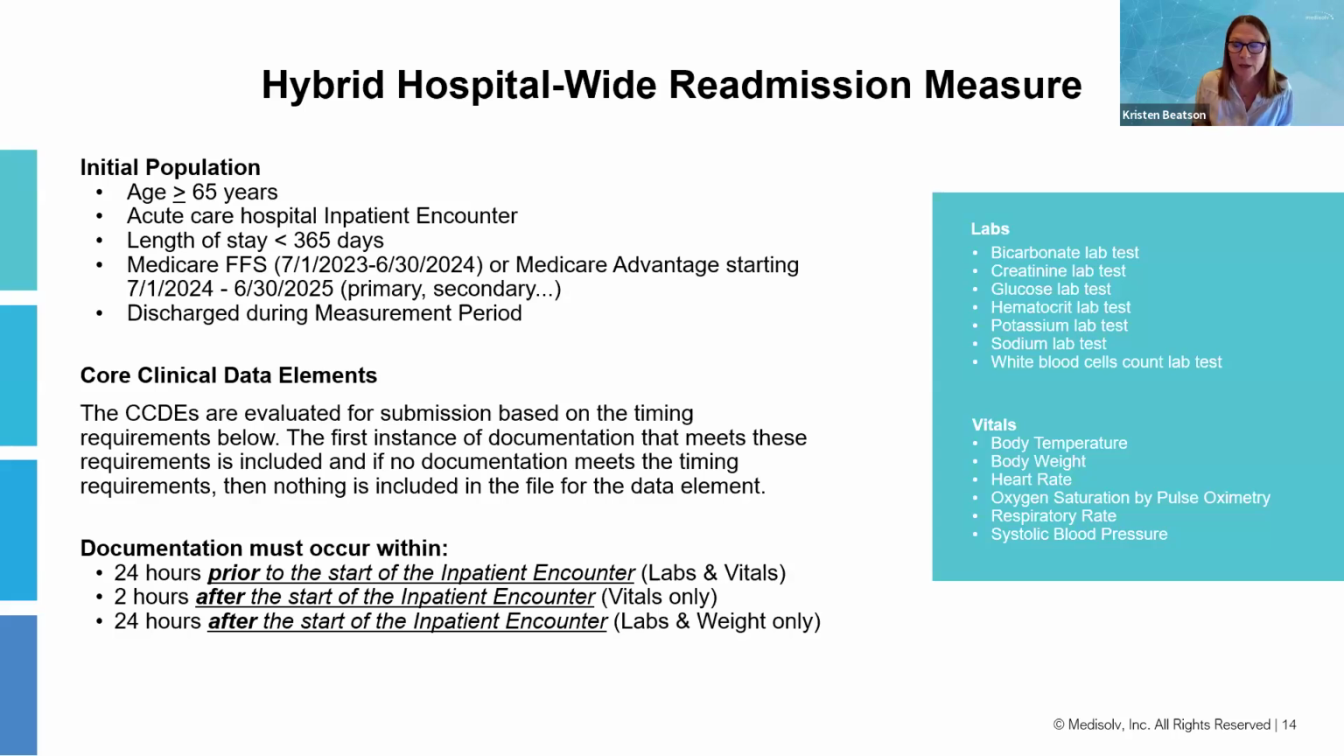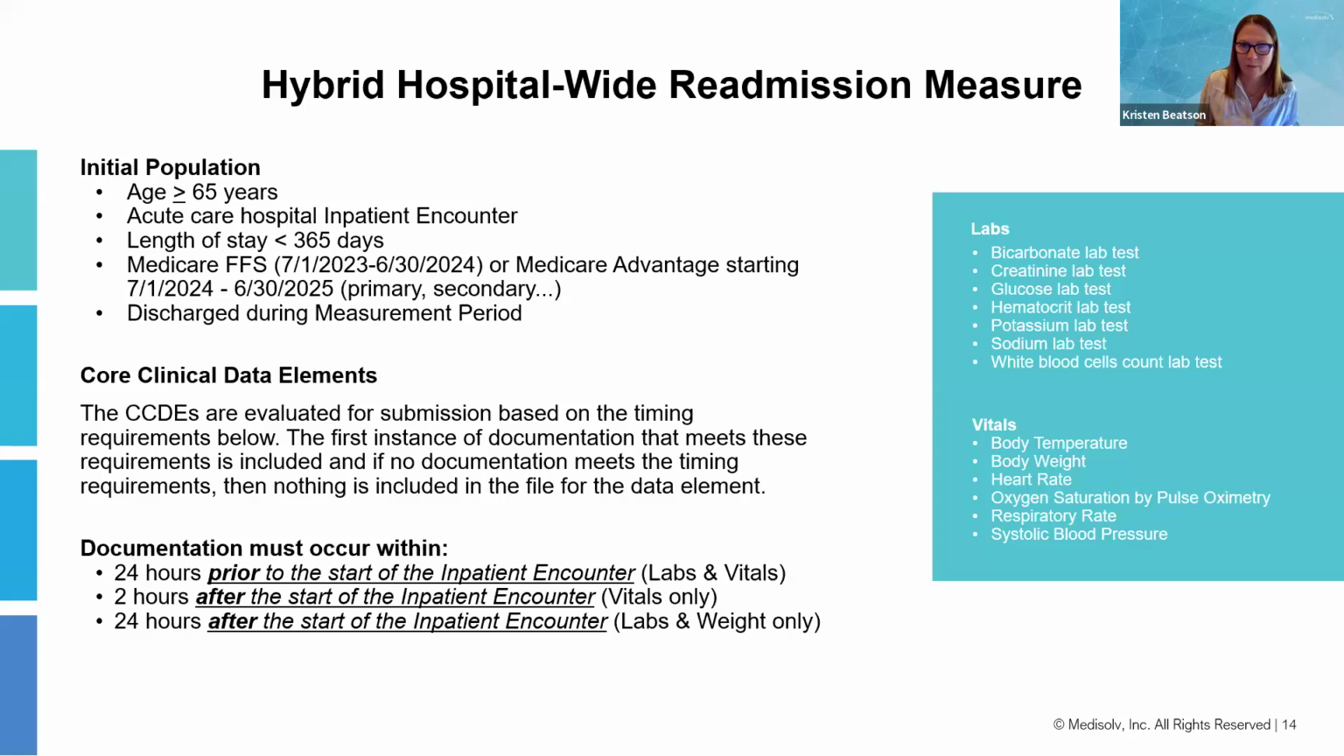I mentioned timing. Timing is key to the data collection. It's also one of the reasons we see gaps in this data, and one of the things that you should consider if you're trying to improve the data collection for the QRDA files. So the CCDEs are based on timing, the timing requirements listed here. It is the first instance of documentation that meets these requirements that's going to be included. If there's no documentation that meets these requirements, then nothing gets included in the file.